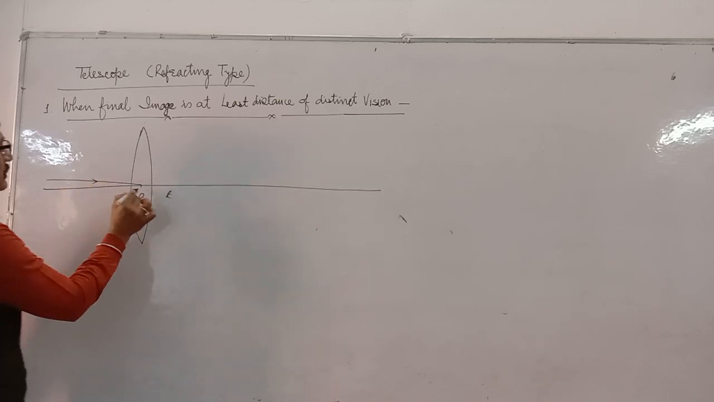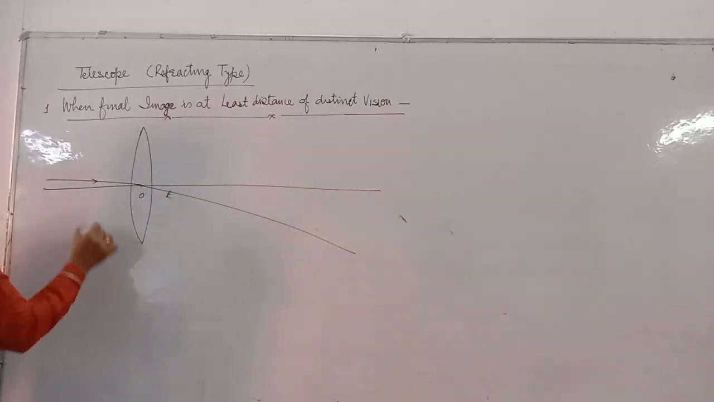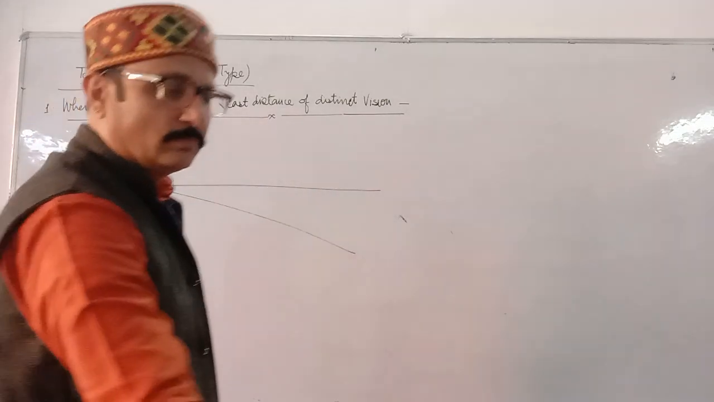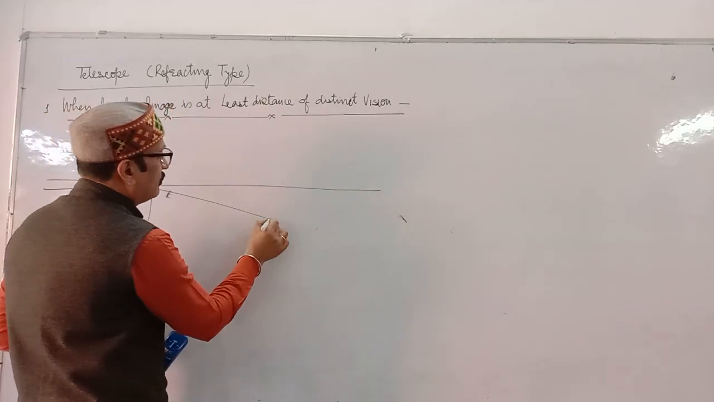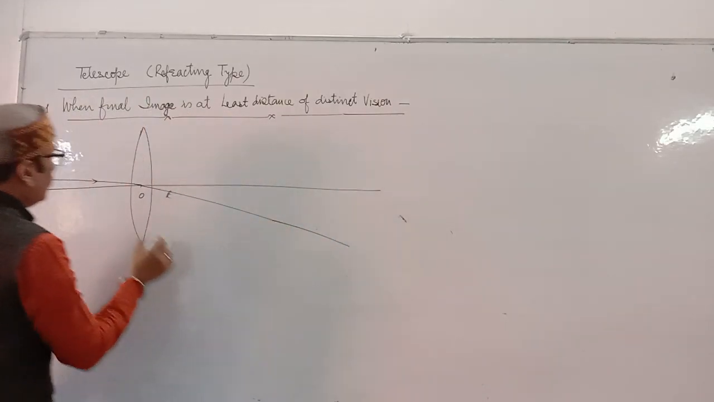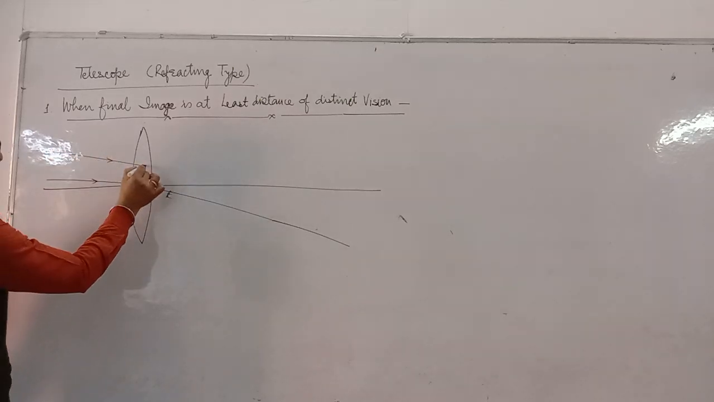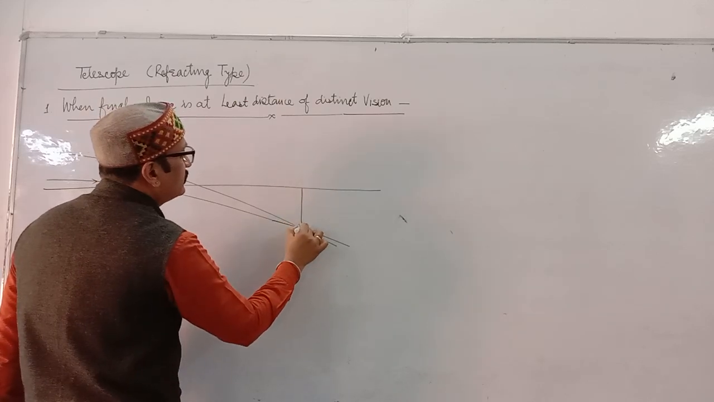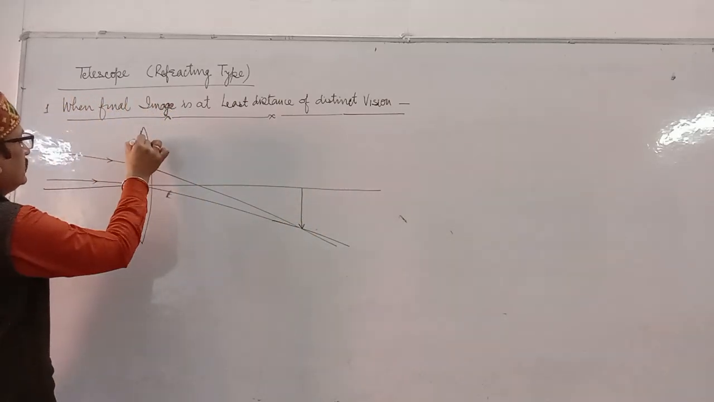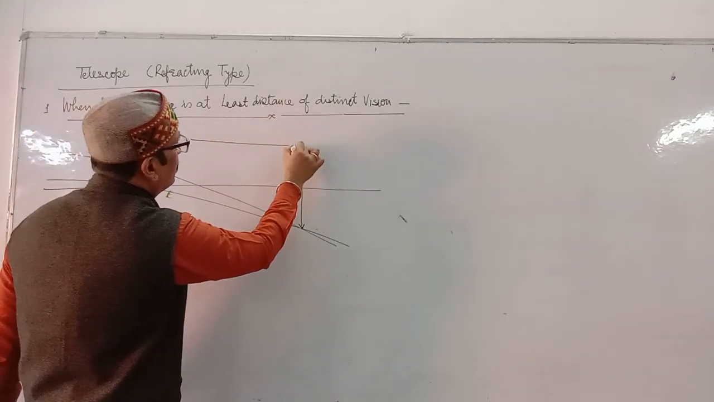The parallel ray that is coming at the optic center will go undeflected, and the second ray that is parallel to this will cut this ray at the focus of the objective lens. So this distance will be the focal length of the objective lens. We can write it as f.